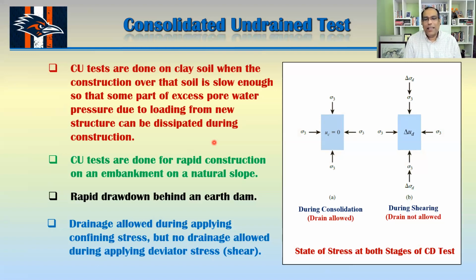Now you can just think, let's say we are making an embankment. In the first year we made, let's say, 5 feet, and then allowed that to consolidate for a year. And we came there in the next year and started building on top of that another 5 or 10 feet. This is the kind of situation when we use the CU test. The CU strength is usually lower than your drained test, okay?